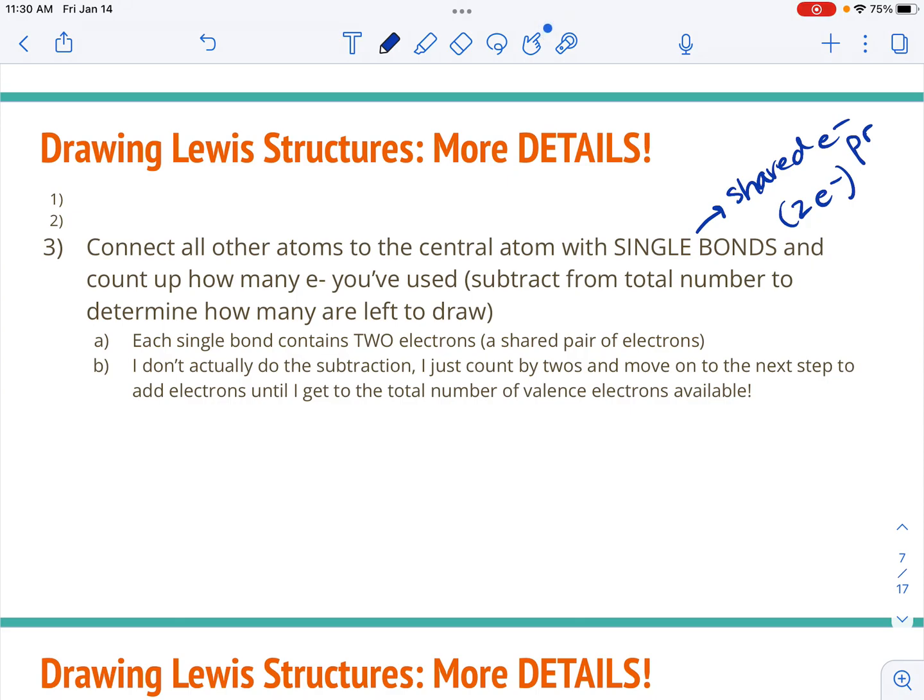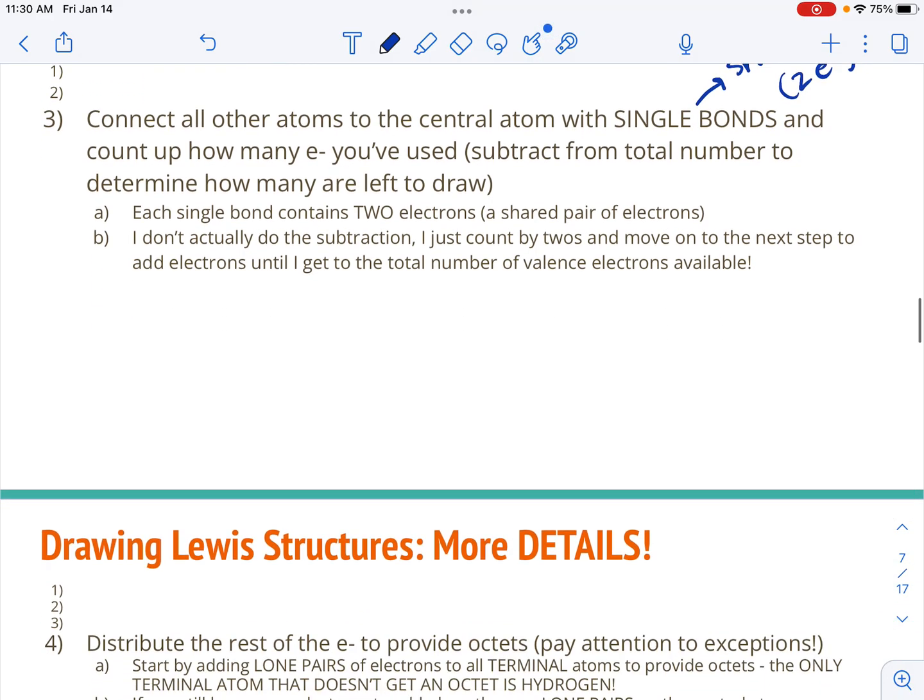And then the book tells you to add up how many you've used and subtract it from the total number. I don't really do that. What I really do is start counting, and I just count by 2s, whether they're shared or unshared, until I get to the total number of valence electrons available. So you'll see when I give examples how that changes a little bit. You can do it either way.